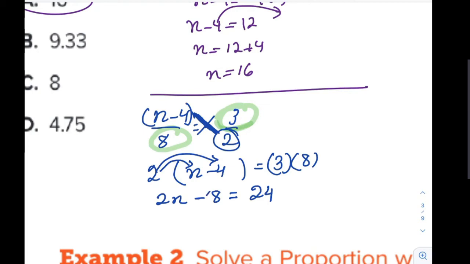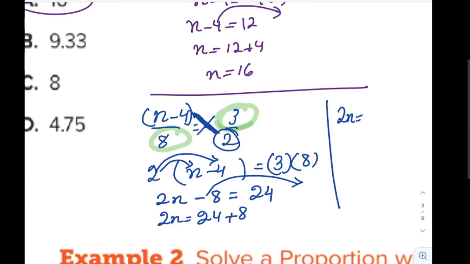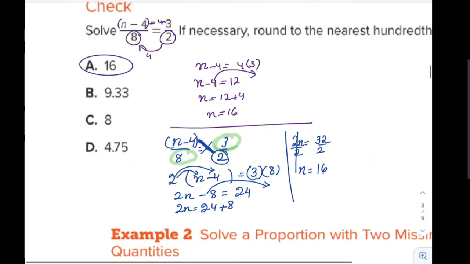And then we will use our techniques to solve the one step or two steps equation. So it's 2n equals 24. Moving the negative 8 becomes positive 8. 2n is 24 plus 8, which is 32. Divide both sides by 2. Then n here is 16. And this is what we expected from the beginning.